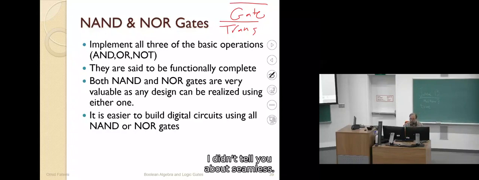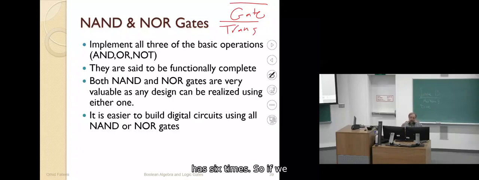I didn't tell you about CMOS, did I? No, I didn't. It was in the other class. So in CMOS, an inverter has 2 transistors, then NAND has 4 transistors, then AND, for example, has 6 transistors.